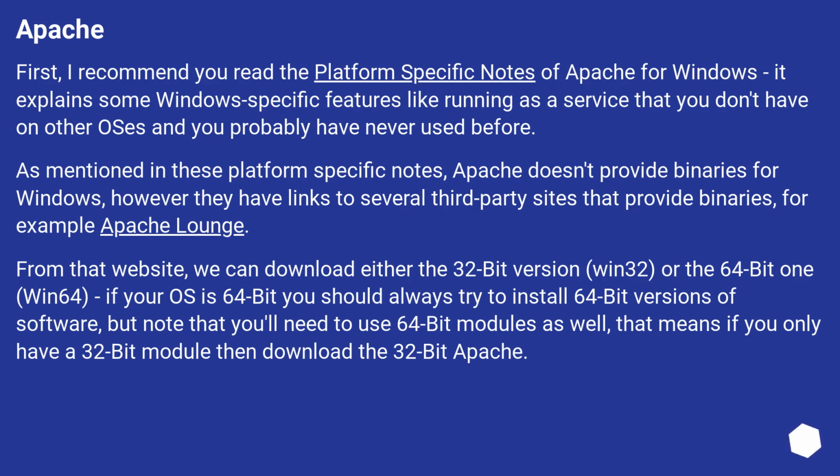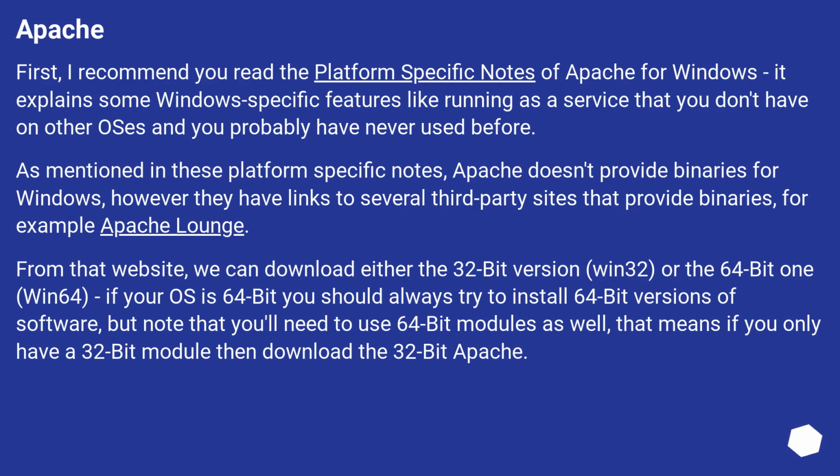Apache. First, I recommend you read the platform-specific notes of Apache for Windows. It explains some Windows-specific features, like running as a service, that you don't have on other OSs and you probably have never used before. As mentioned in these platform-specific notes, Apache doesn't provide binaries for Windows, however they have links to several third-party sites that provide binaries, for example Apache Lounge.